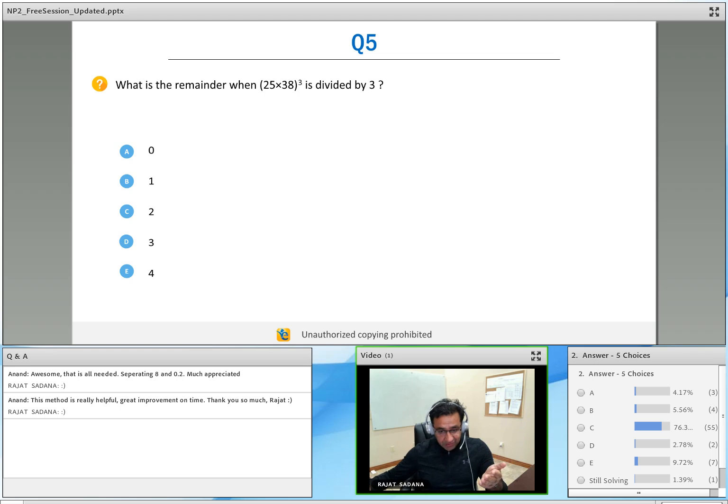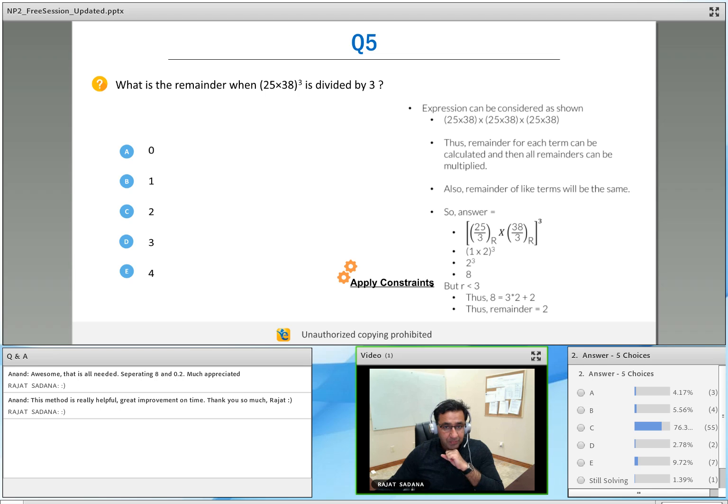And the solution is for the 24% of you, because we're going to be able to solve another question after this. Okay, so how can we consider this expression? We can consider this expression as 25 times 38 multiplied by 25 times 38 multiplied by 25 times 38. So we can calculate the remainder for each term, and all the remainders can be multiplied.